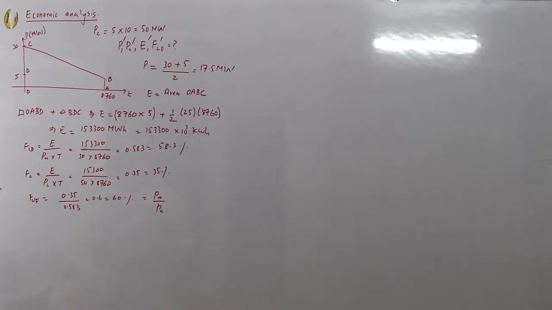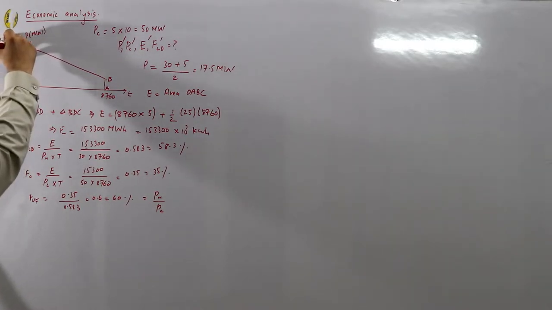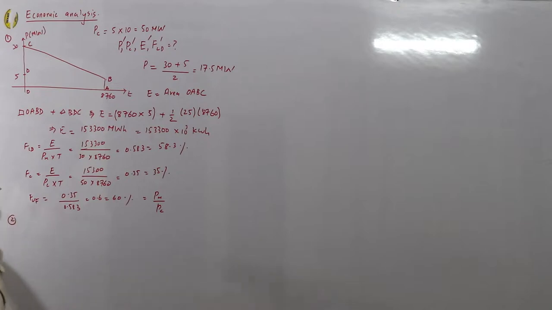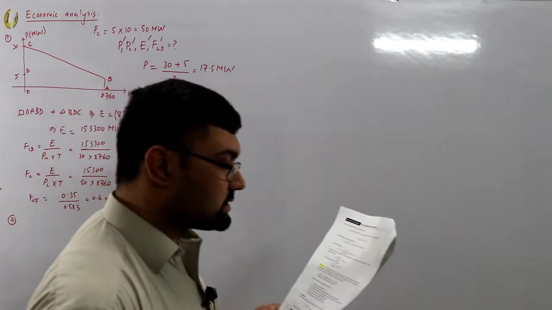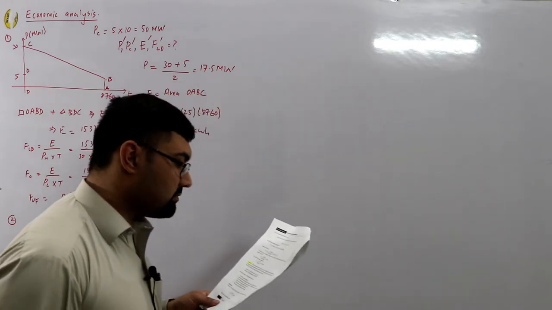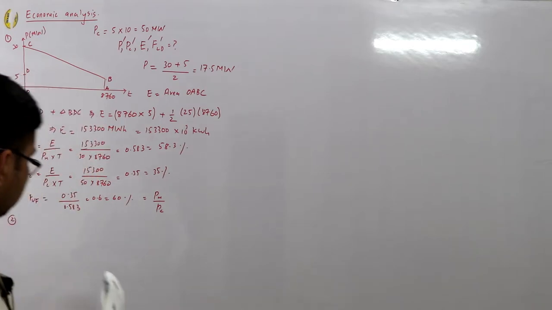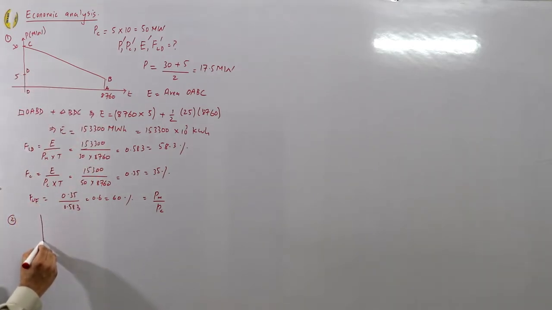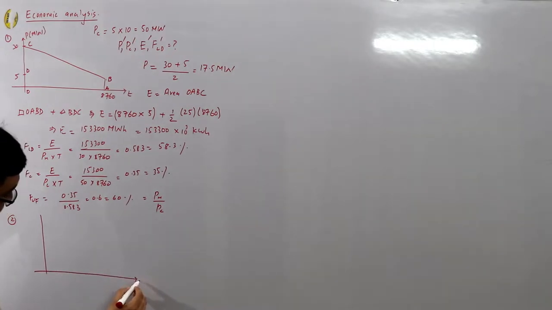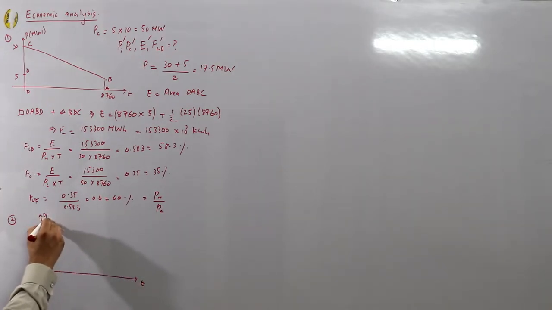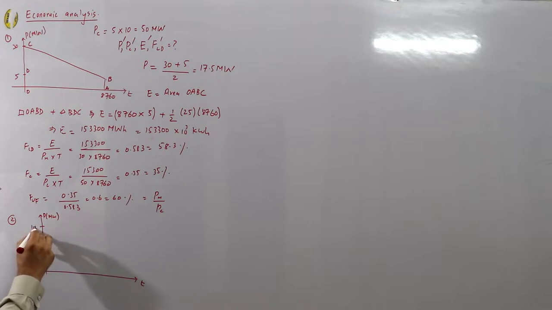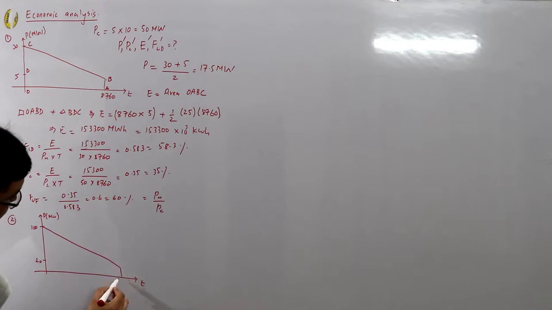This was example number one. Example number two states that the load duration curve of a power system is a straight line between a maximum of 100 megawatts and a minimum of 20 megawatts. It's the same sort of figure. If this is the time and this is the power in megawatts, you have 100 megawatts maximum and 20 megawatts minimum. It's a straight curve, annual, 8760.